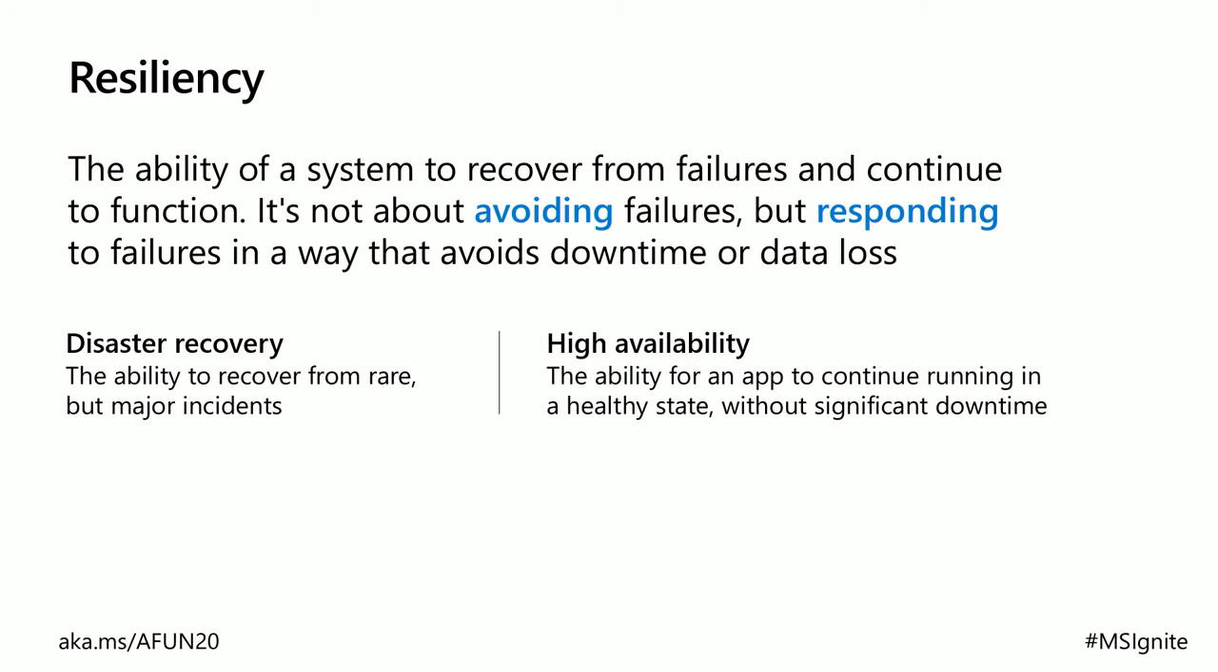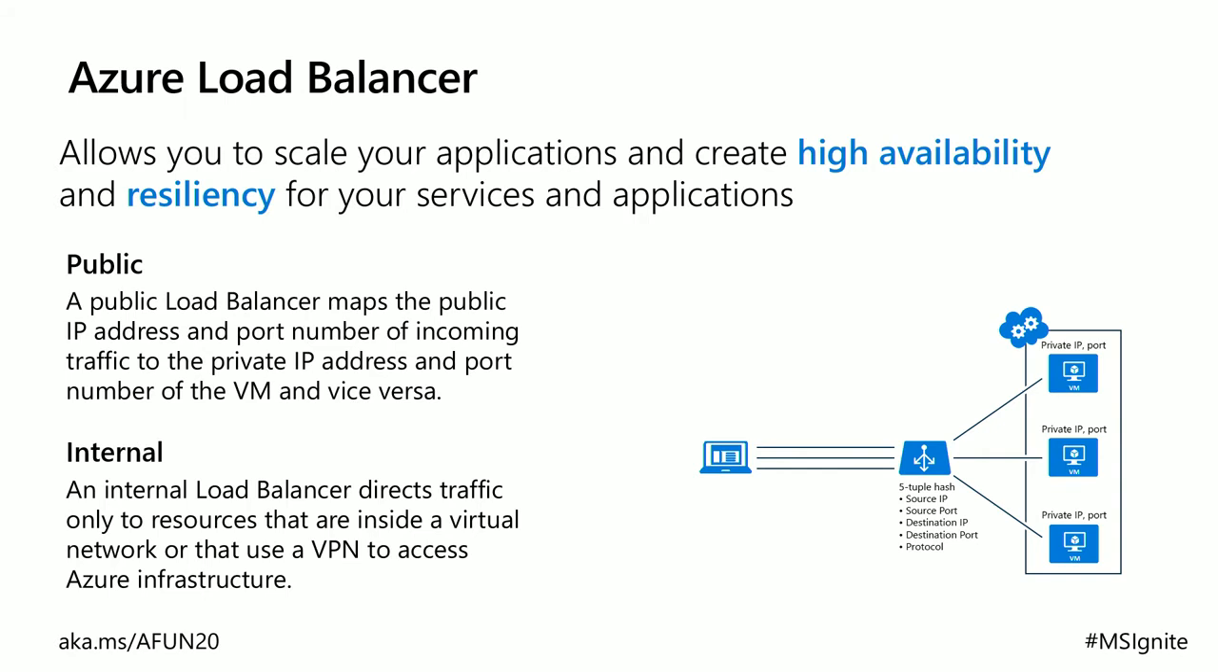And when we think about high availability, that's the ability of a service to be online for a significant period of time and pull through a lot of issues. Disaster recovery is the ability to recover from some rare or major incident. You can think of disaster recovery as what starts when high availability ends. And when we want systems that can give you both high availability and resiliency, that's when we get to the load balancer.